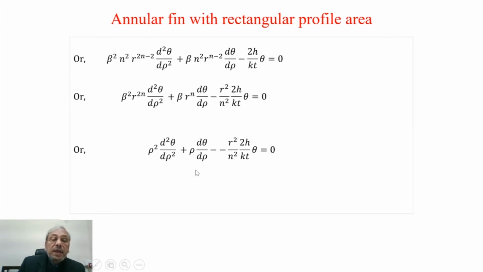So this gives us rho square d2 theta d rho 2 plus rho d theta d rho minus r square by n square twice h by kt into theta equal to 0. Again, here the two minus signs have come, it is one minus sign actually. So one minus sign, please be careful: minus r square by n square twice h by kt theta. So this becomes our governing equation.